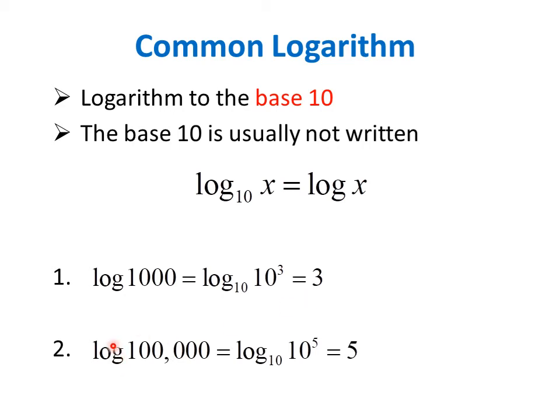How about log of 100,000? This is of course the common logarithm of 100,000, or log to the base 10 of 100,000. In 100,000, we have 5 tens indicated by the 5 zeros. Therefore, 100,000 can be written as 10 to the 5. So how do we interpret this expression? To what exponent do you raise the base 10 to get 10 to the 5? That, of course, is the exponent 5.